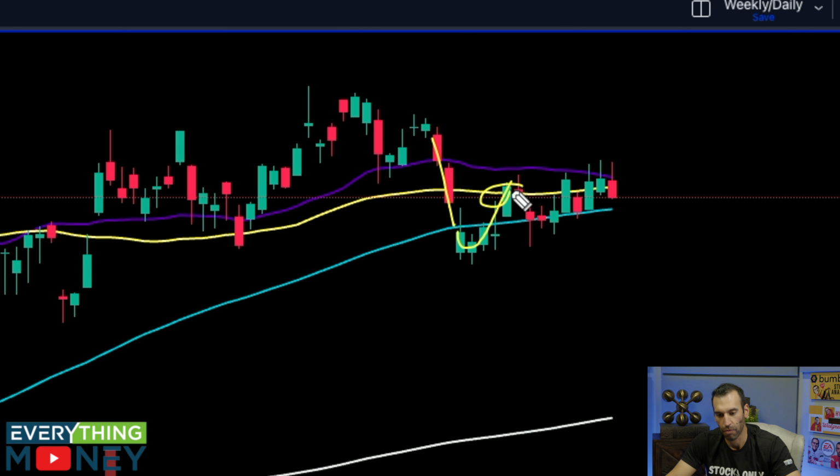Move up, can't get through the 50. Drop through, can't get through the 100. Come up, can't get through the 50. You do get through the 50, but you can't get through the 25. It's built-in resistance and support levels.